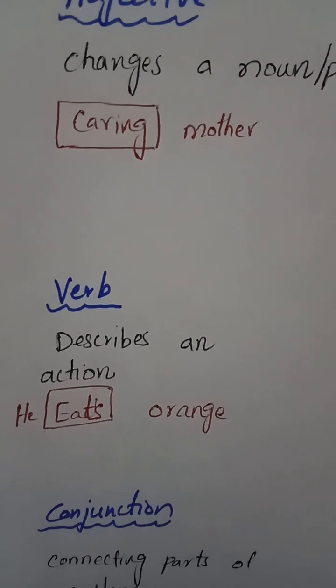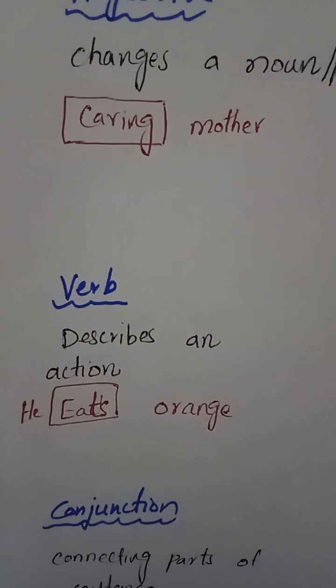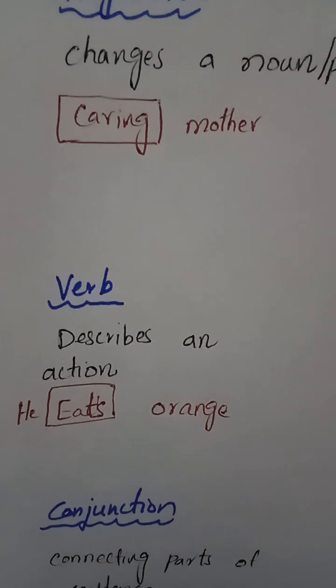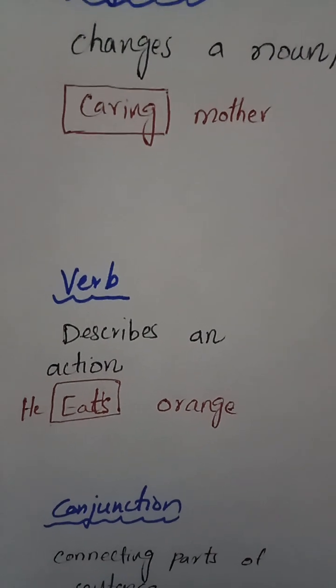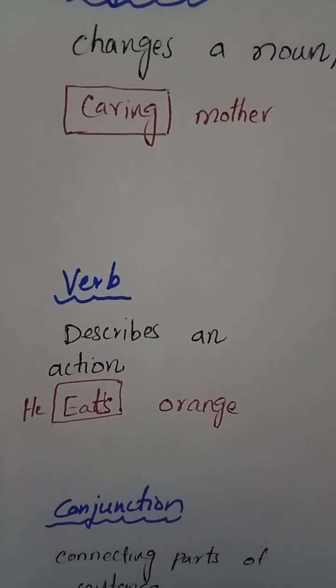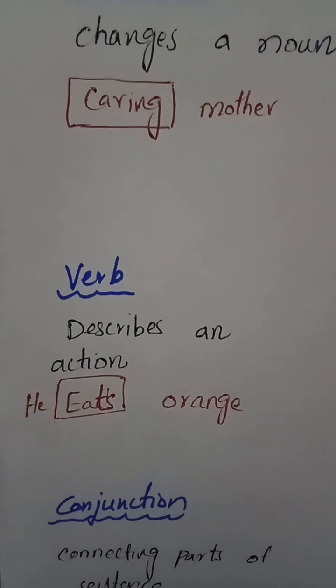Verb. Verb is a word that describes an action that is happening or happens regularly. Like he eats orange. So, eats here is a verb.